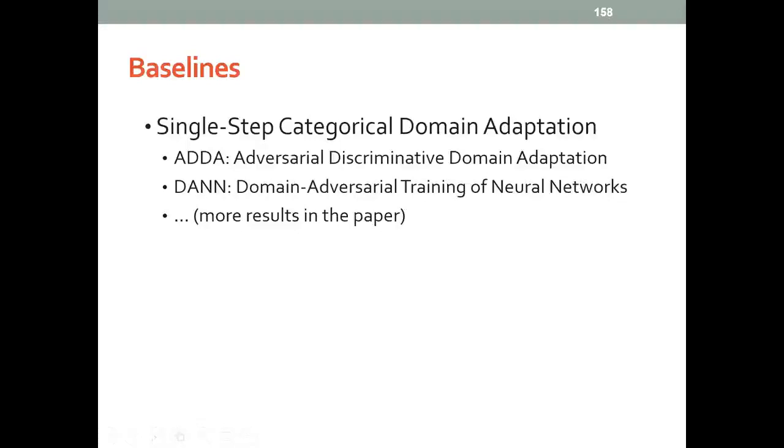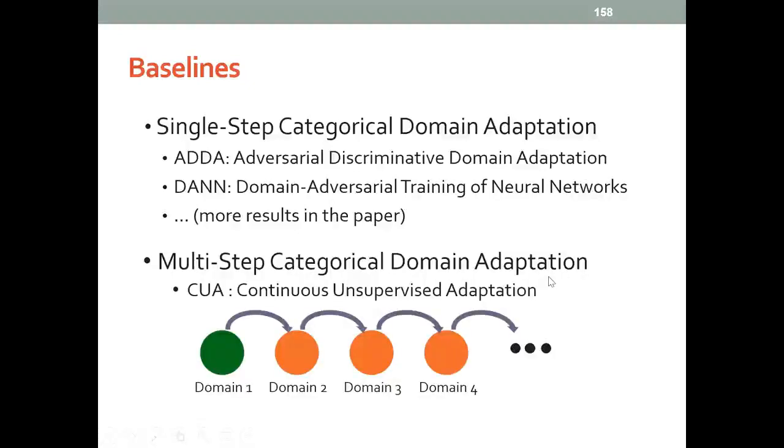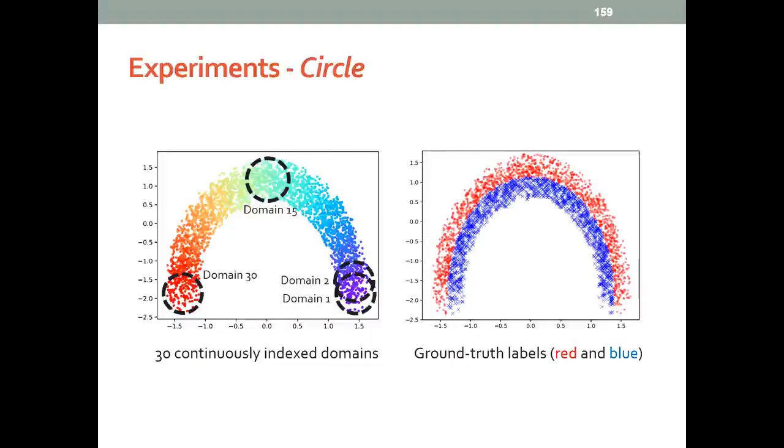So to evaluate our methods, we have several baselines. We have single-step categorical domain adaptation methods like ADDA and DANN, as we've shown before. And we also have multi-step categorical domain adaptation methods, CUA here. It's actually a simple way to augment the categorical domain adaptation so that this model can incrementally adapt domains one by one. Let's come back to the toy data set to see how they perform.